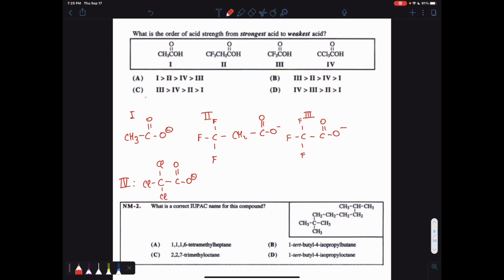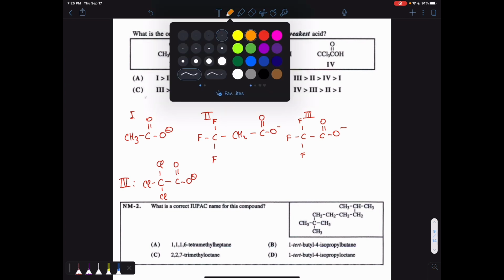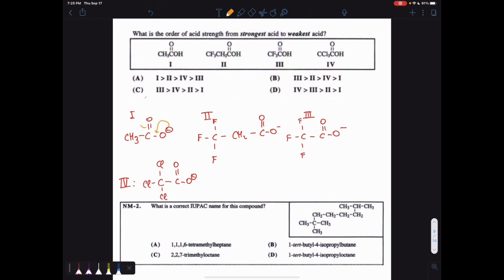The first thing you all notice is that there is resonance for all of them around this oxygen. This can resonate up there. They all have that, so that is not a way to compare them. The other way to compare them is that this one has hydrogen, but this one has fluorine. Same thing with this one: this one has fluorines and this one has chlorines.